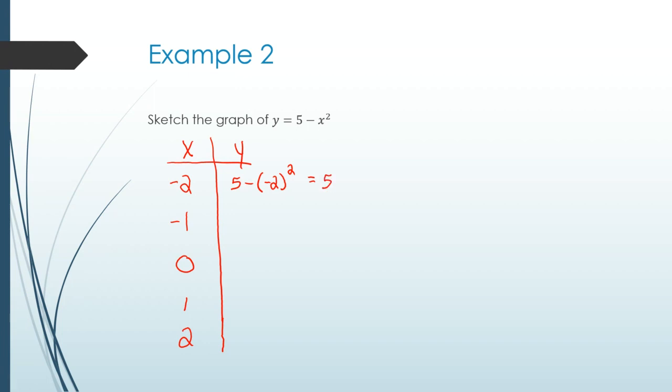So when you square -2, squaring a negative gives you positive. So that's going to give you a +4. So we have 5 minus 4, which gives us 1. So this gives me a set of ordered pairs, -2, 1. So your x is the first number, your y is the second number.